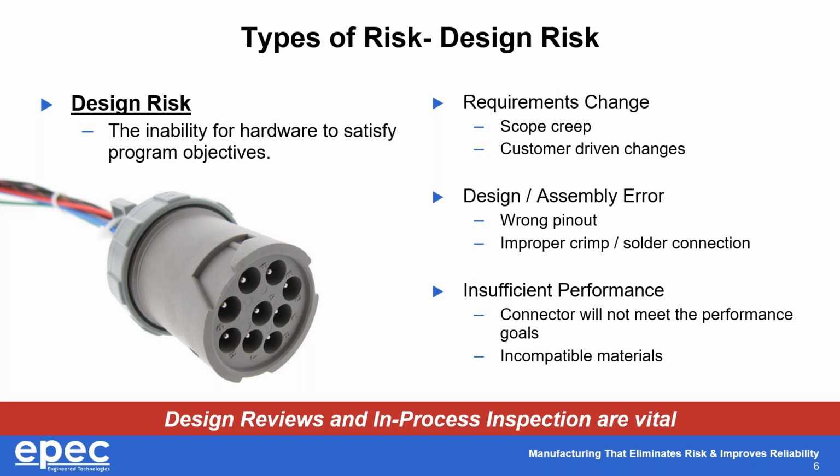Lastly, it can be something as simple as an inadequate or incorrect part number being originally specified, and then when that part's tested, it doesn't meet the design objectives. So overall, ways to manage design risk include several things that engineers and buyers do daily, but in-process inspection and design reviews are some of the best ways to manage design risk for your project.